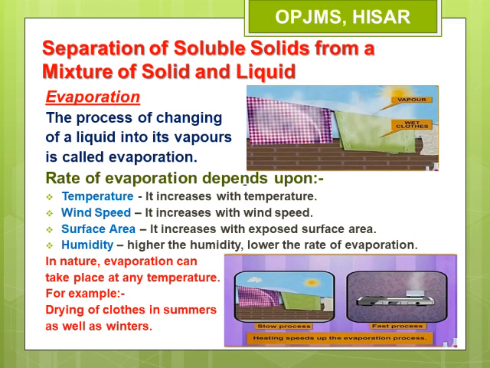The third factor which affects the rate of evaporation is the surface area. The greater the surface area, the greater the speed of evaporation. You can easily observe this by doing a simple activity. Take some water in a glass and some water in a plate and keep them outside. You will observe that the water in the plate dries up very quickly in comparison to the water in the glass. The fourth factor is humidity. Humidity is the percentage of water vapors present in the air. The more the humidity, the lower the rate of evaporation.